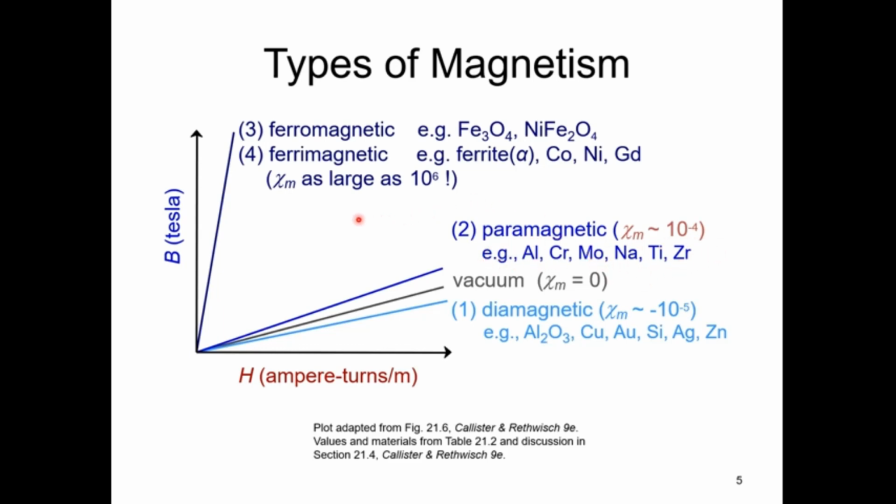The third type of magnetism is ferromagnetic, and the fourth one is ferrimagnetic. And these are examples of materials. They have the highest degree to which a material can be magnetized, which is up to 10 to the power of 6.